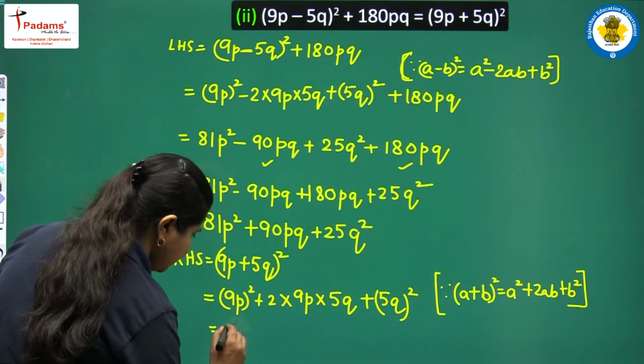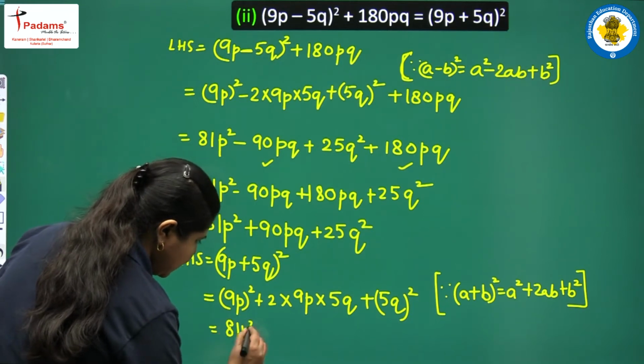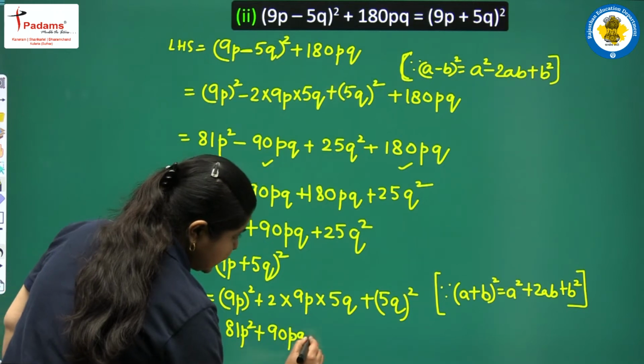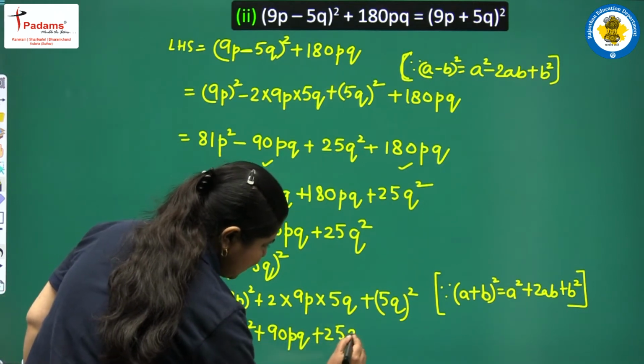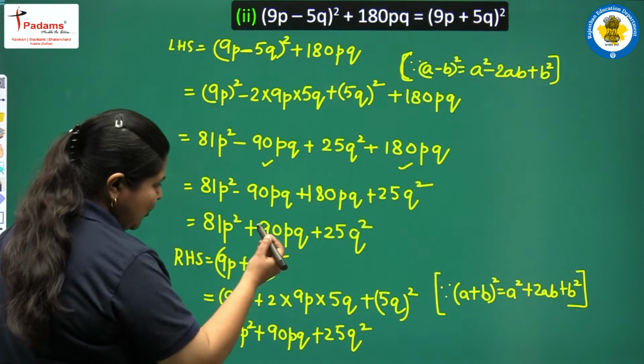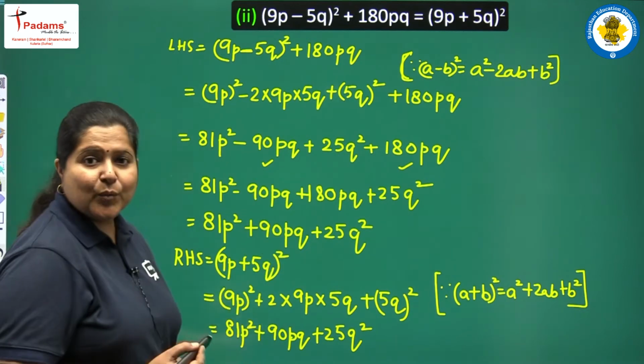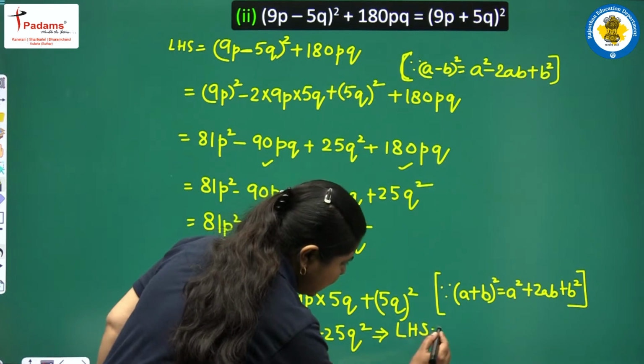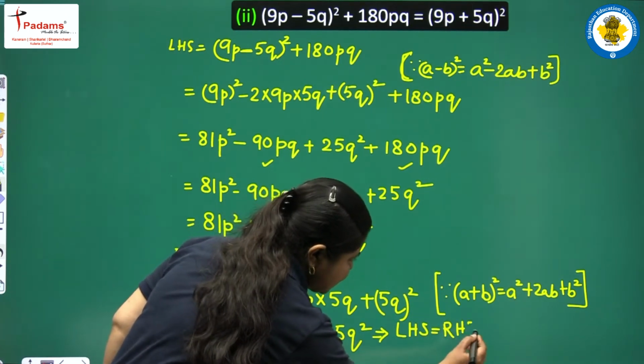This will be equal to 81p square plus here you will have 90pq and plus 25q square. What do you see? Both these expressions are same and so we can say that LHS is equal to RHS. दोनों expressions equal आ गए.